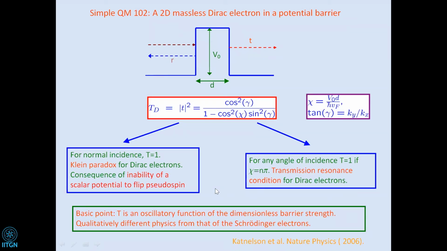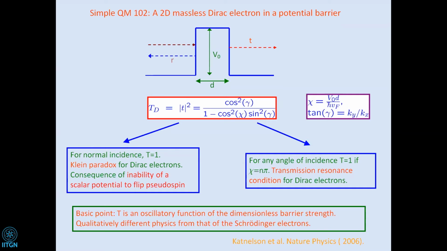So the basic point is this transmission is an oscillatory function of the dimensionless barrier strength. It's not exponentially decaying or a monotonically decreasing function of this barrier strength. And therefore, the transmission or ballistic transport is expected to be qualitatively different in this kind of material compared to that in standard metals, where electrons obey the Schrodinger equation.